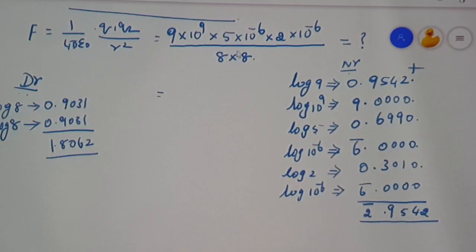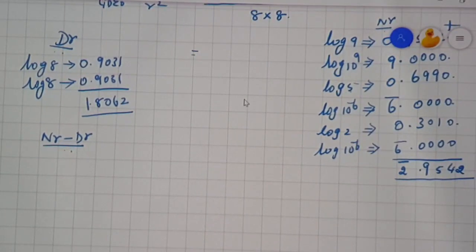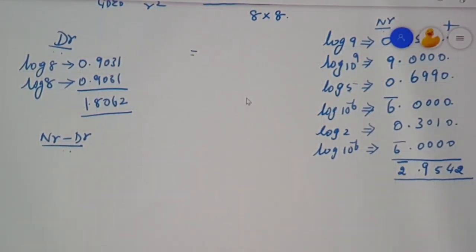What has been done here? Numerator and denominator are divided. So, for division, what do I have to do? I have to take numerator minus denominator. See, first of all, I multiplied all the numerator values, and I multiplied all the denominator values in terms of addition. Now I have to divide. If you want to divide, then you have to subtract the denominator from the numerator value.